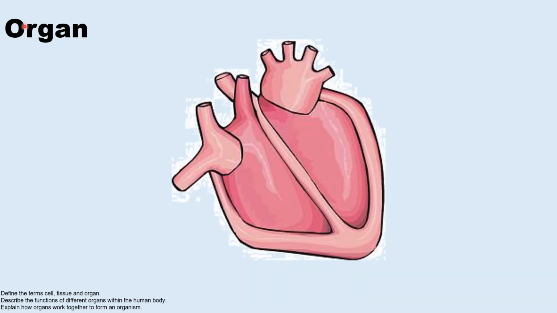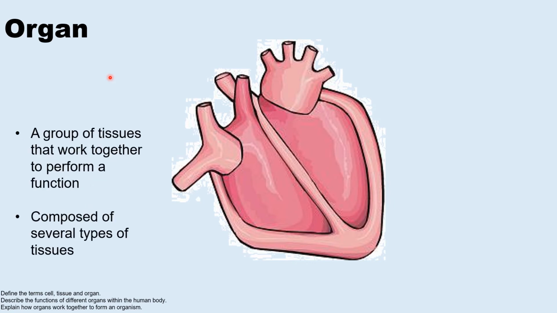And then we've got organs. So an organ is a group of tissue that works together to form a function, and they are composed of several types of tissue. So here we have the heart, and that would be composed of blood vessel tissues and also cardiac muscle, as we just went through, as well as other tissues as well. There'll be some adipose tissues in there too.